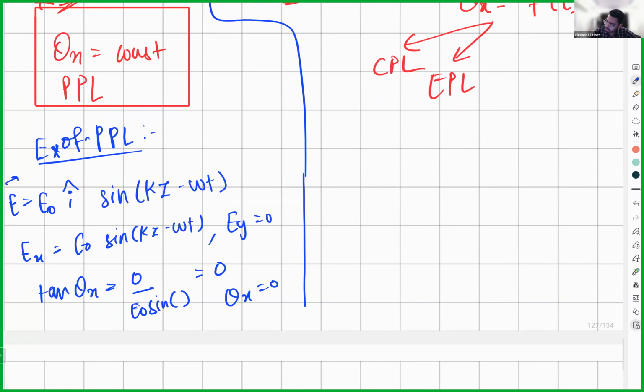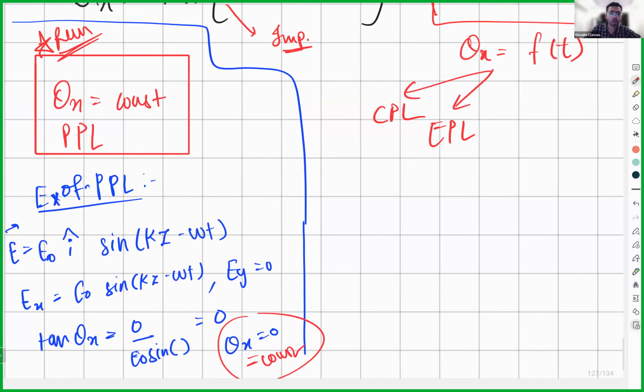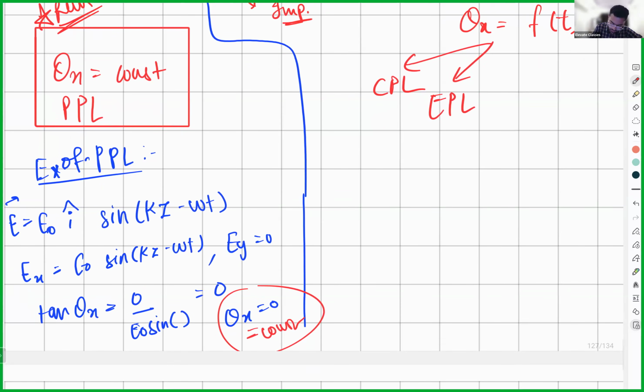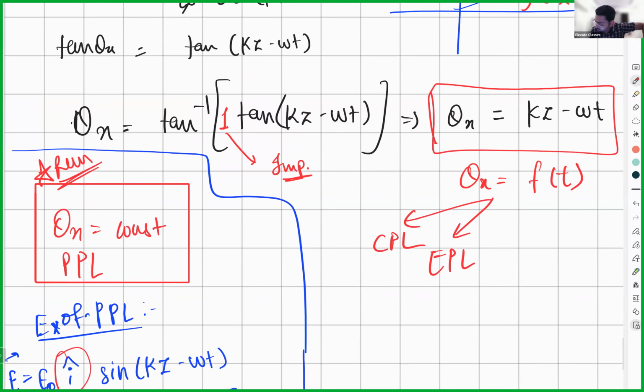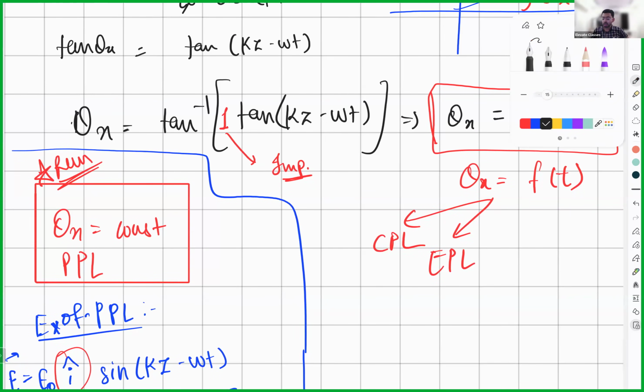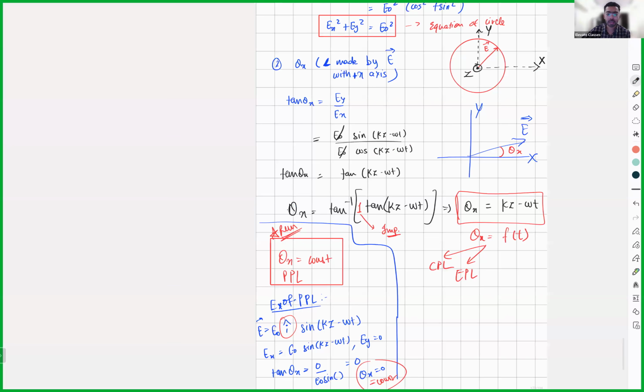So meaning to say that it is giving you a constant, which is not a function of time. It could also give you some non-zero constant. For example, if instead of I cap, I have I cap plus J cap, then it will also be a plane polarized light, but it will give you some finite value of theta x, which will be a constant always. But it will be a function of time for either circularly polarized light or elliptically polarized light.